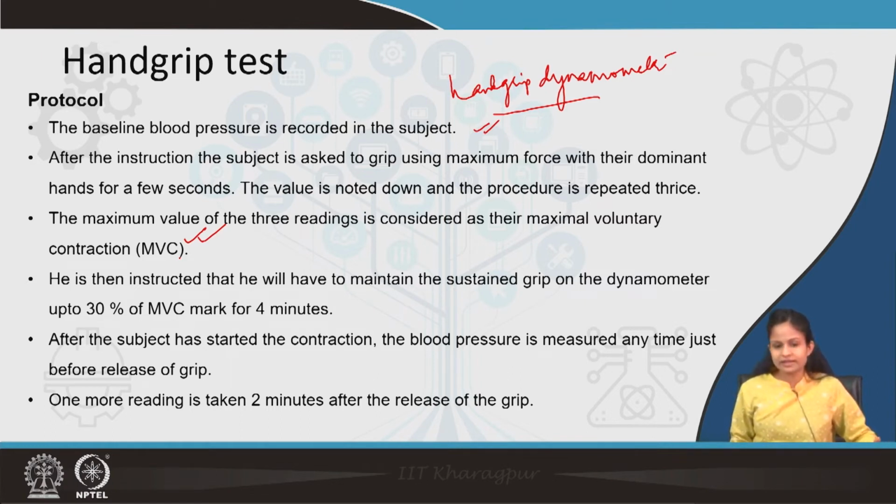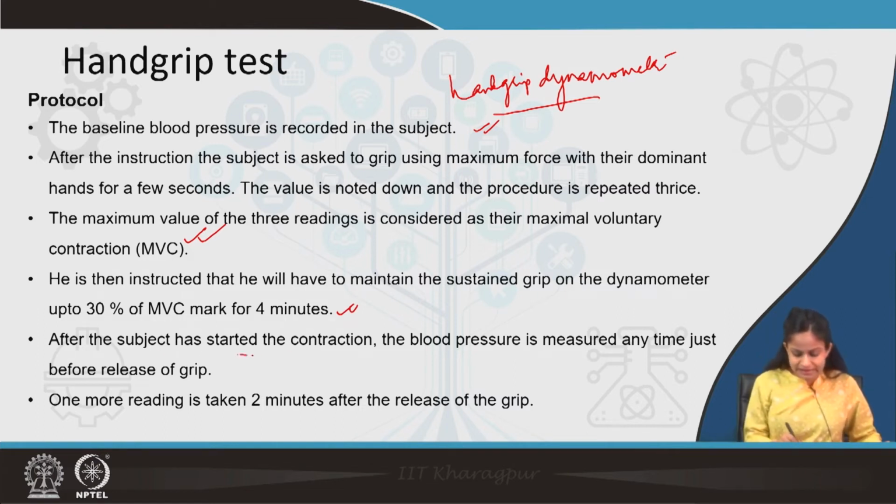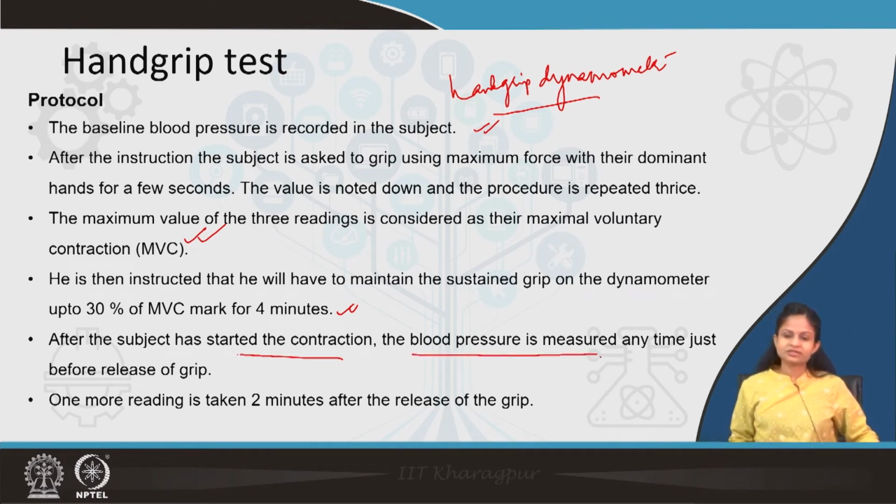Then we ask the subject to maintain this 30% of the maximum voluntary contraction for 4 minutes. If he or she is able to do it for 4 minutes, it is well and good. If he is not able to do it, then he should indicate that to the investigator. So, after the subject has started the contraction, the blood pressure is measured anytime just before the release of the grip, and again the reading is taken 2 minutes after the release of the grip. This is nothing but the post recovery we want to see.